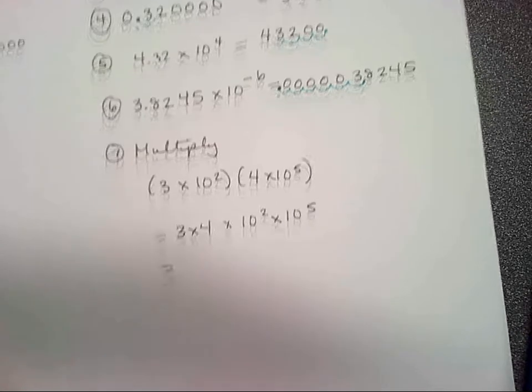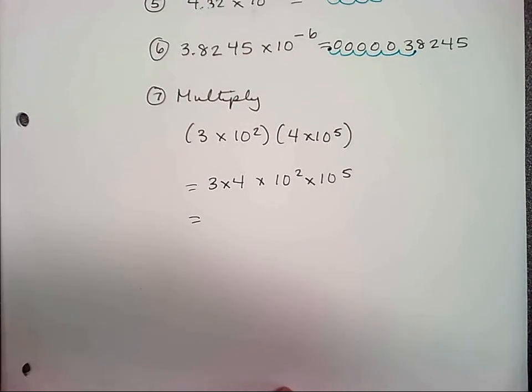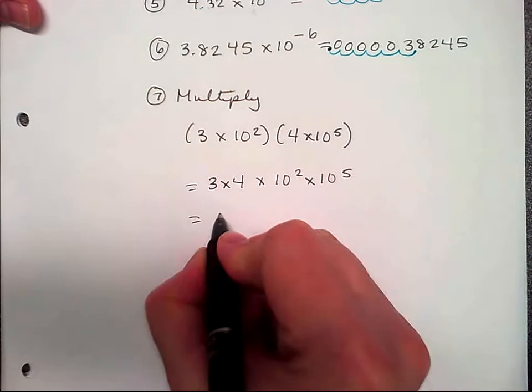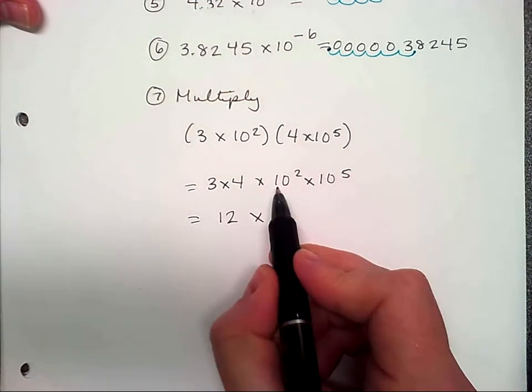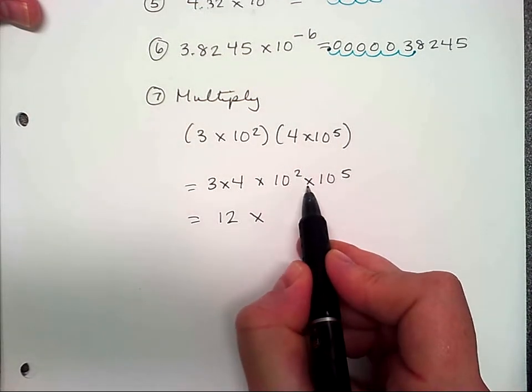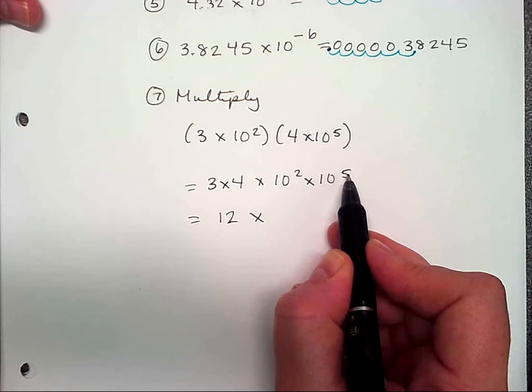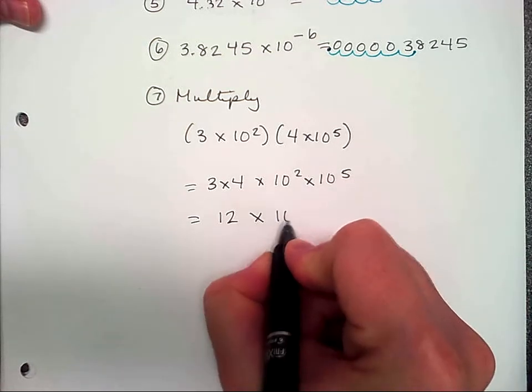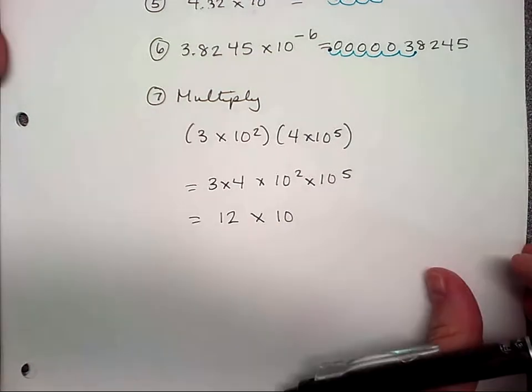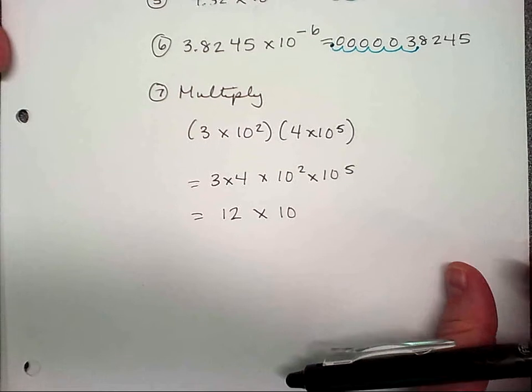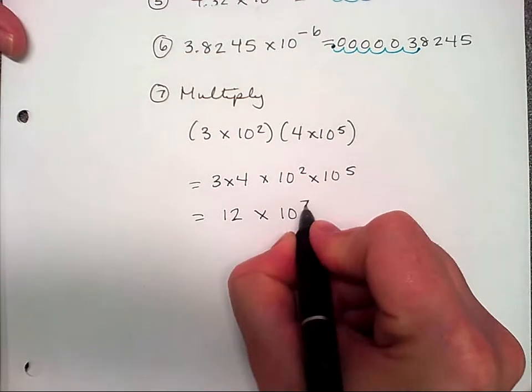Okay? So 3 times 4 is what? 12 times 10 squared times 10 to the 5th. I'm using my rules of exponents. What do I do with those exponents? Add them. Good. So this is 10 to the 7th.